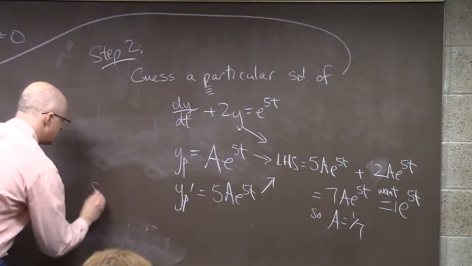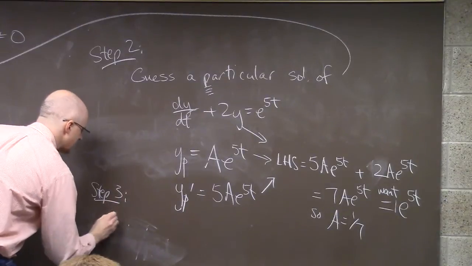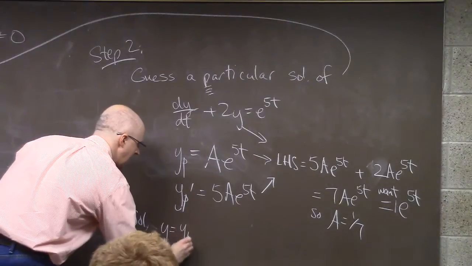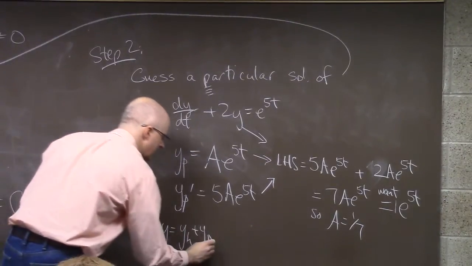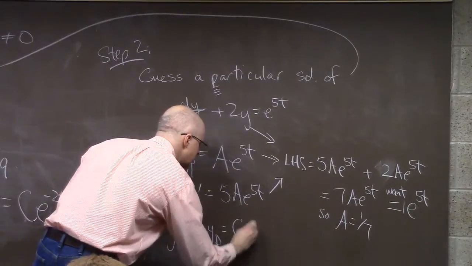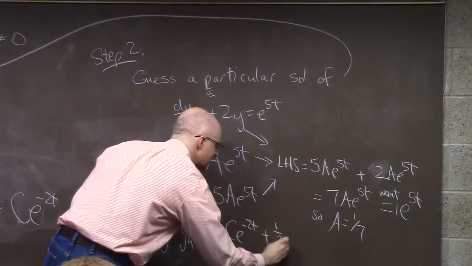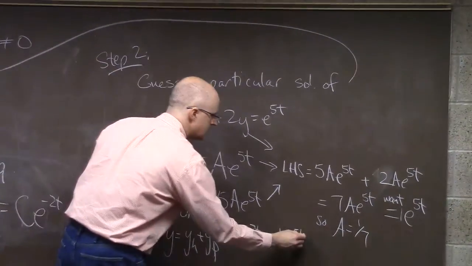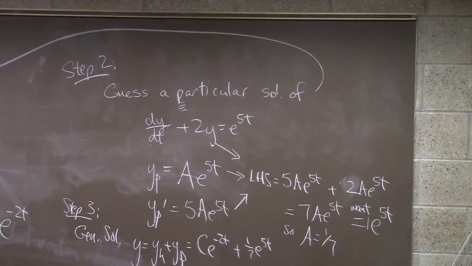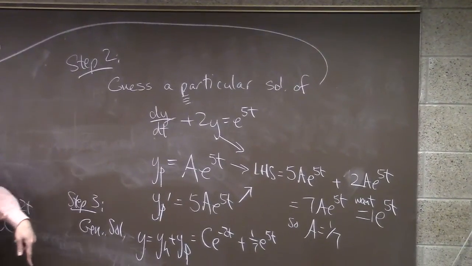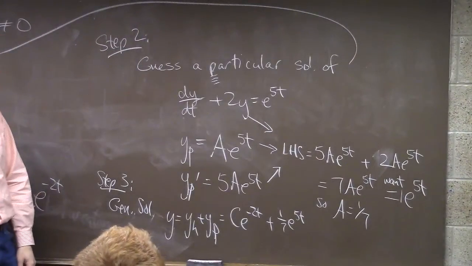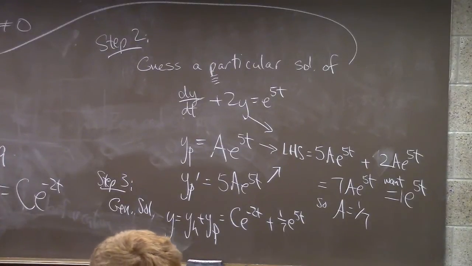Step 3, the general solution then becomes y equals yh plus yp. You end up adding them. C e to the negative 2t plus 1/7 e to the 5t. Take the yh, c e to the negative 2t, and add the yp. I didn't actually write that down anywhere except right there. 1/7 e to the 5t. That works. Let's see if Mathematica produces the same thing.